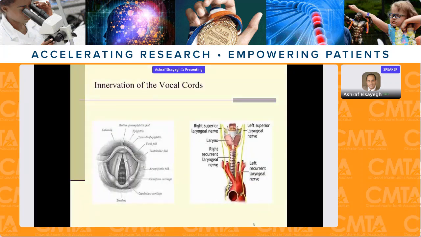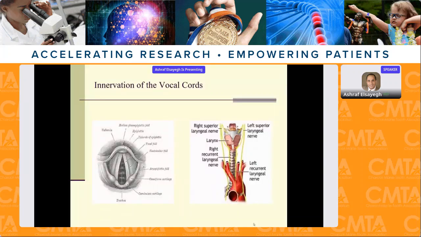All right, next, innervation of the vocal cords. So just like the diaphragm, which is innervated by the phrenic nerves, the vocal cords are innervated by the laryngeal nerves. And just like the phrenic nerves can become weak, the laryngeal nerves can become weak. When that happens, patients tend to have vocal cord dysfunction. This is, again, really rare, but it can happen, and that's why I like to mention it.